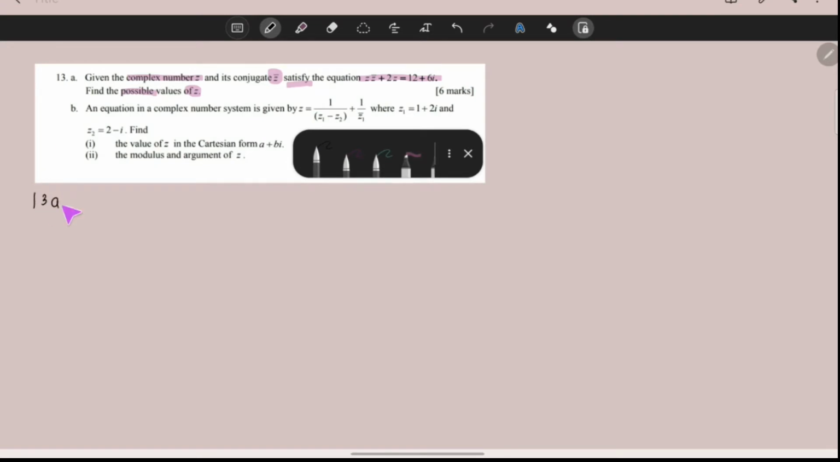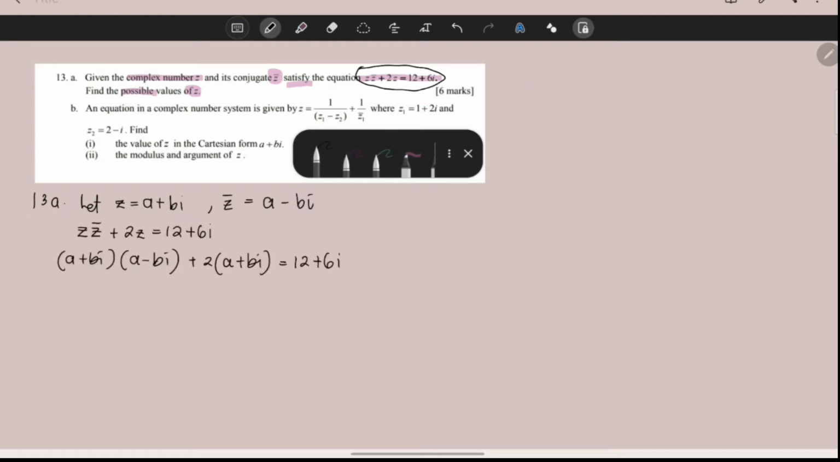So for 13a, we let z equal to a plus bi. You can do x plus yi, it depends on you, up to you. Okay, so it satisfies this equation. So we are going to substitute into that equation the z and the conjugate of z, which is z bar. The conjugate will be a minus bi. We are going to substitute the z and z bar into that equation.